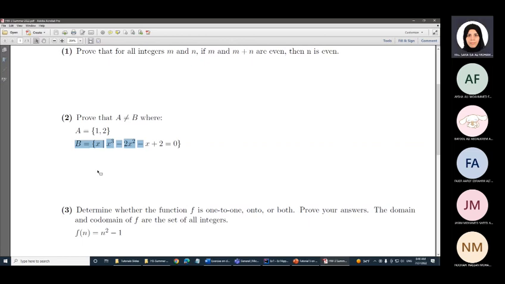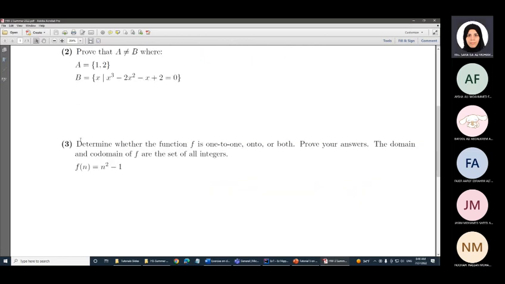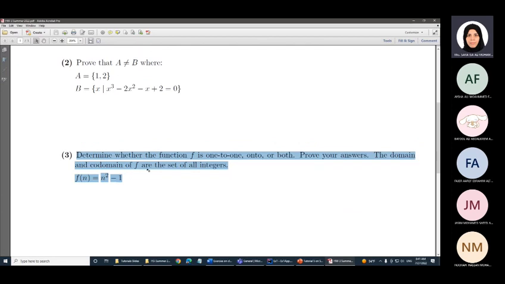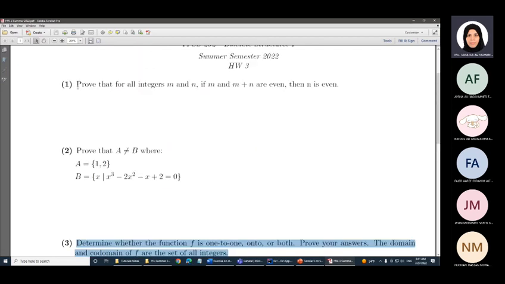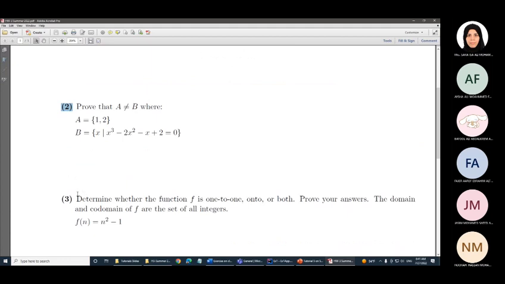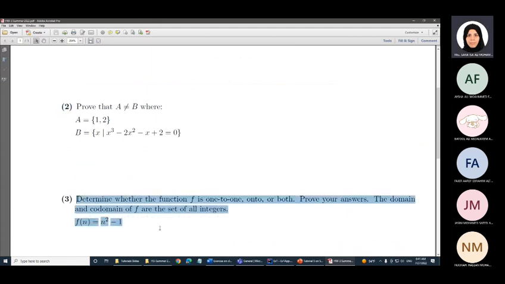Okay, this is a question number 2. Question number 3, it's about functions. They give you a definition of a function and they want from you to check if it is one-to-one onto. Okay, and this is we will have a tutorial on it on Monday. So I just upload for you the homework. The homework you can start solving 1 and 2. And I think that your instructor will explain for you.